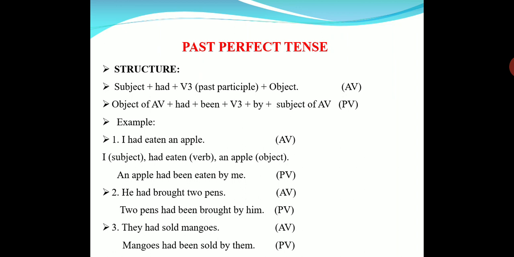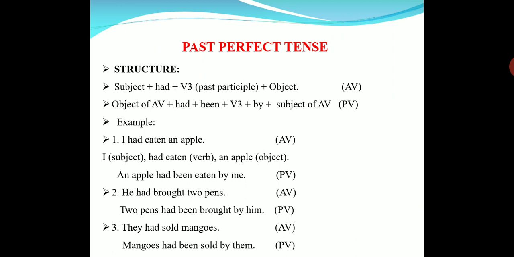I had eaten an apple. I is the subject. Had eaten is the verb part. And an apple is the object. What is the main verb? Eat. Now, object becomes subject. An apple. Had, we use had as it is.